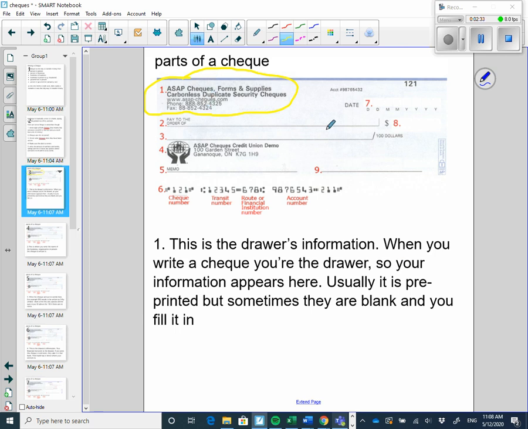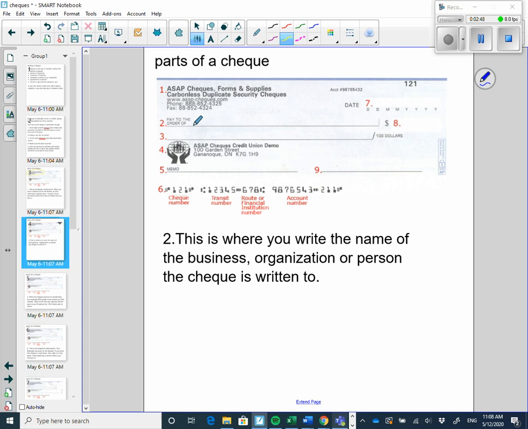But if you're not often using checks, you might have to go to a bank and they'll give you what's called a blank check or a generic one. Then you have to fill in your name and address there. So that's where your name goes in part number 1. Part number 2 is where it says pay to the order of. There's a big long line right here. This is where you write the name of the business, the organization, or the person that the check is written to, who you are sending the money to.